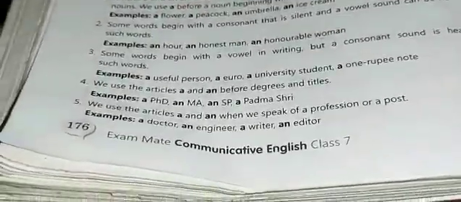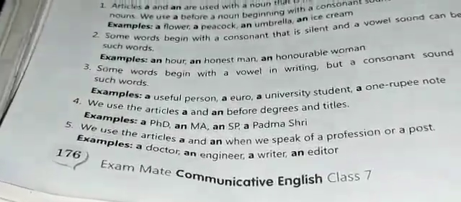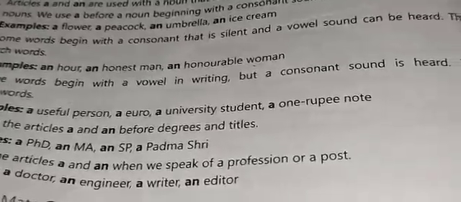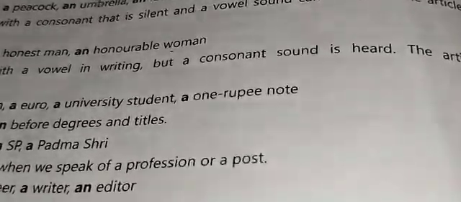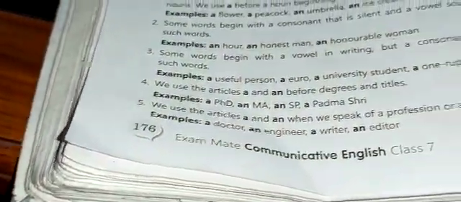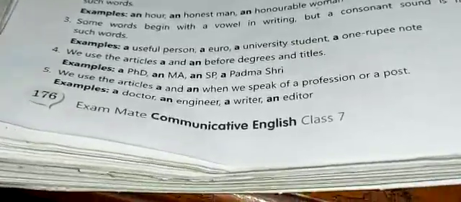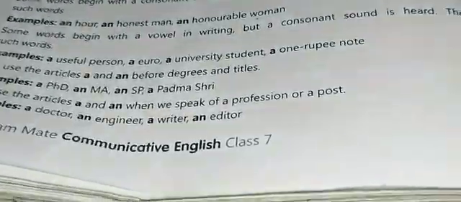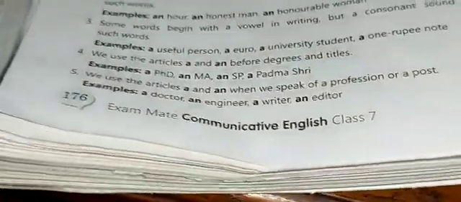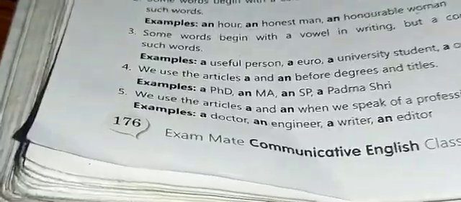Some words begin with a consonant that is silent and a vowel sound can be heard. The article an is used before such words. Examples: an hour, an honest man. Some words begin with a vowel in writing, but a consonant sound is heard. The article a is used with such words. Example: a useful person. We use the articles a and an before degrees and titles.